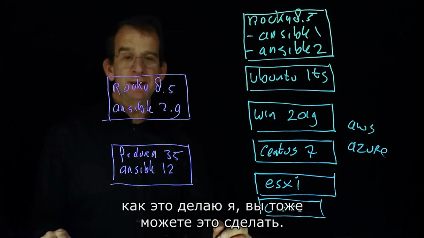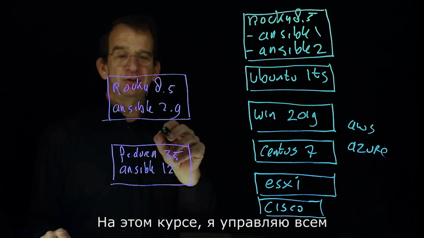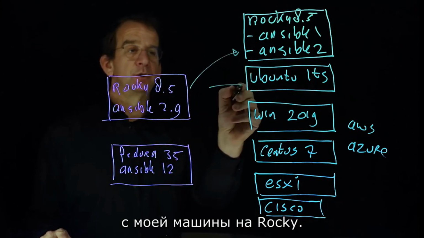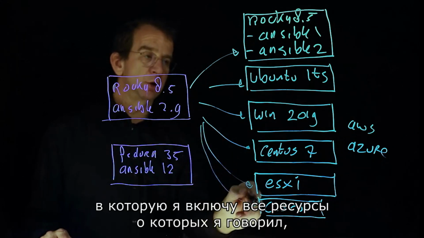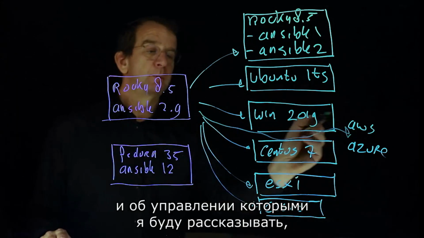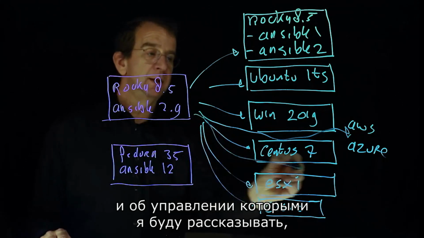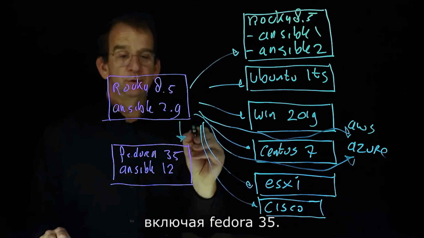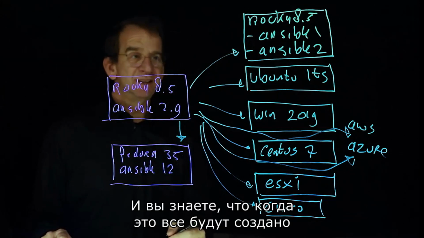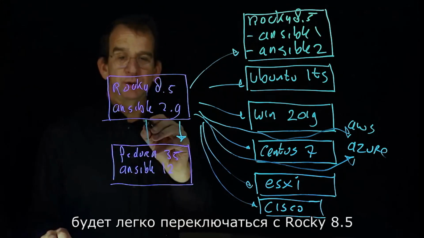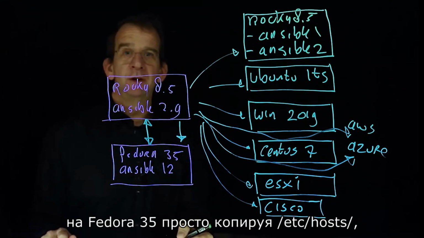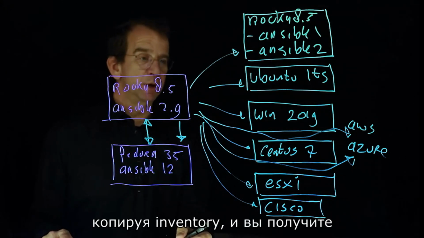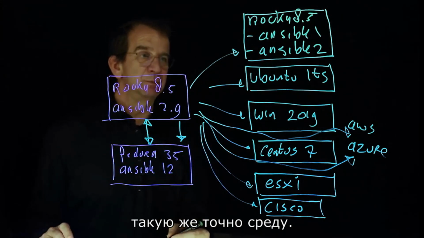And what I'm mainly doing in this course, I'm managing everything from the Rocky machine. So I'm going to set up inventory and all that other stuff that I'm going to tell you about to manage really all of these, including Fedora 35. And once you've set it all up, it is so easy to switch from Rocky 8.5 to Fedora 35. Just copy over the etc hosts, copy over the inventory, and you will be in the same environment.